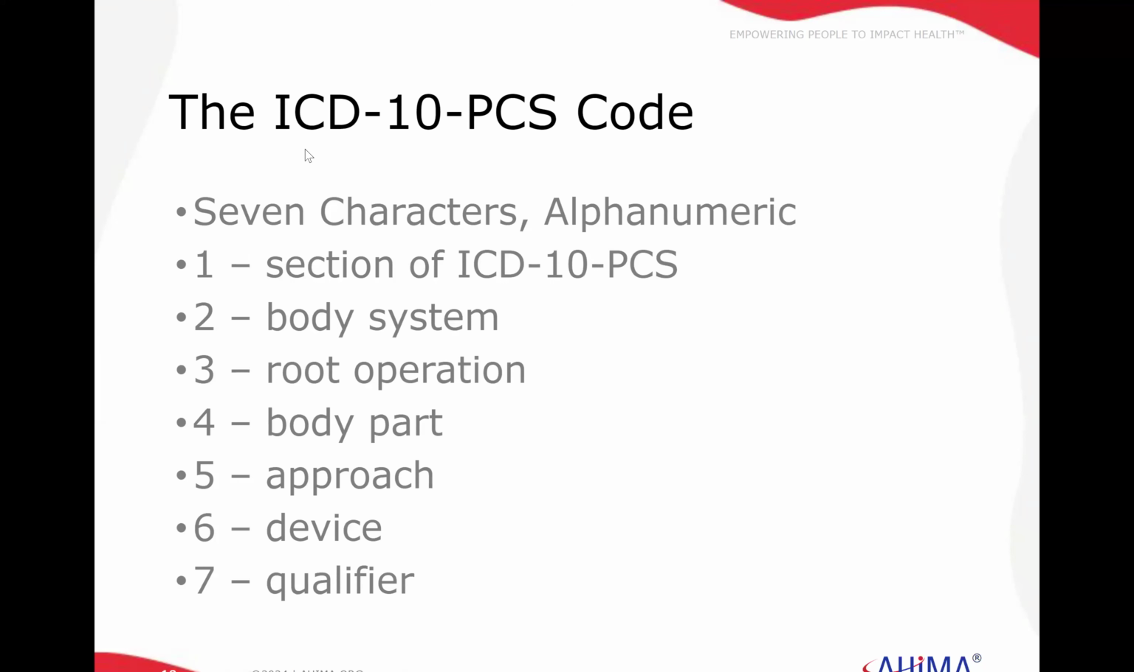The 5th is the approach. The 5th character with the approach describes whether it was done open or through a scope or through a body cavity or so on. And then the 6th is the device. Sometimes with procedures, we will put a device in. That is described by the values in the 6th character. And then the 7th is a qualifier. This gives us additional information about the procedure.